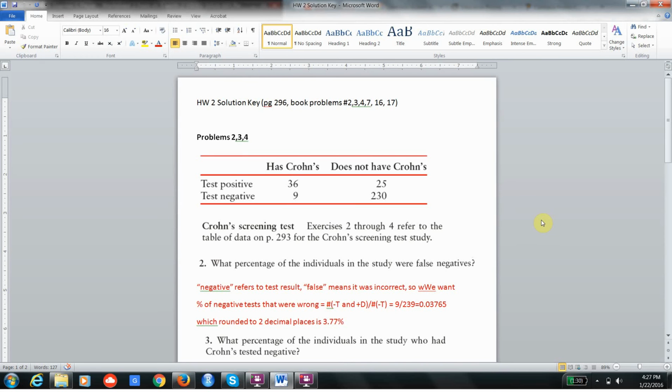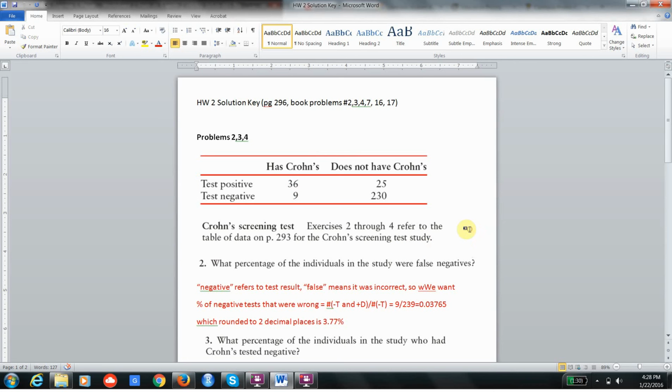Okay, so now we want to go through the actual homework problems, and there were really just two groups of problems, you might say. Problems 2, 3, and 4 both dealt with an example that was in the book, and so this is the data that you're given from a book. From the book, you know how many people have the disease, and you give them the test, right? And you tabulate their results.